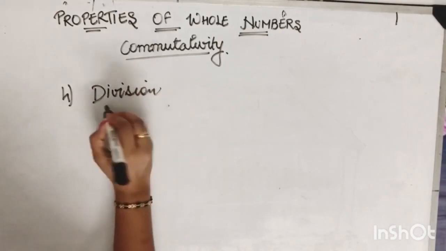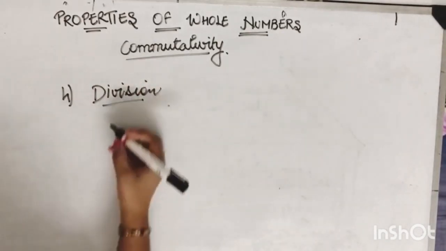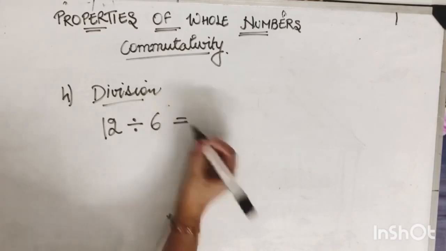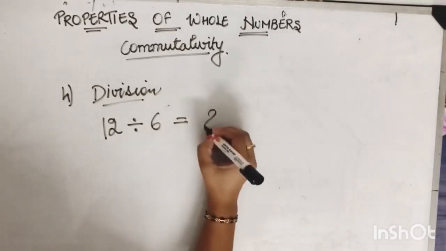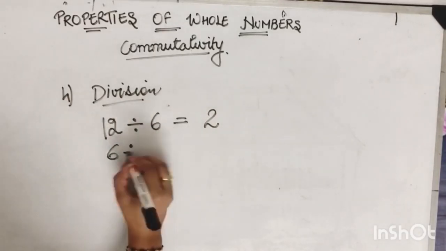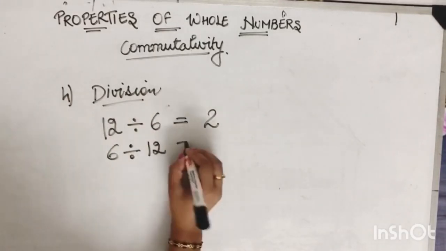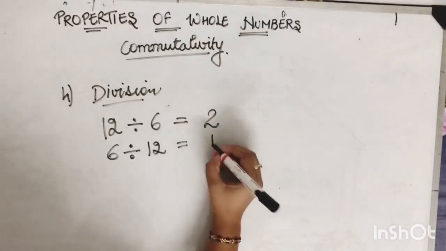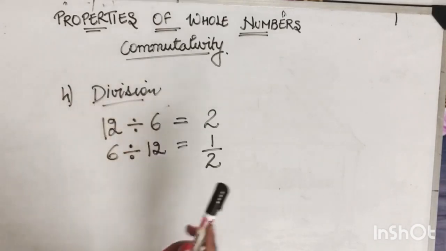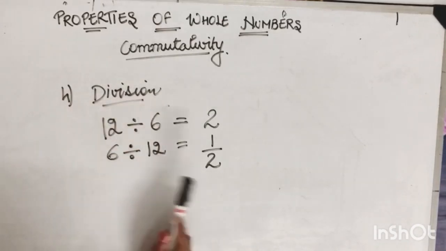Next operation is division. I am writing 12 divided by 6. 12 divided by 6 is 2. But if I interchange these numbers, 6 divided by 12, it will be equal to 1 upon 2. So 2 is not equal to 1 upon 2. Therefore, whole numbers are not commutative under division. You cannot interchange the numbers while dividing.